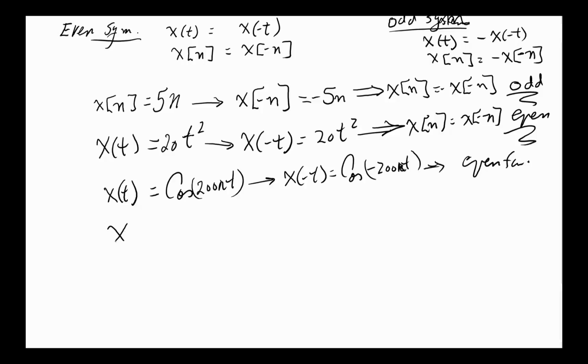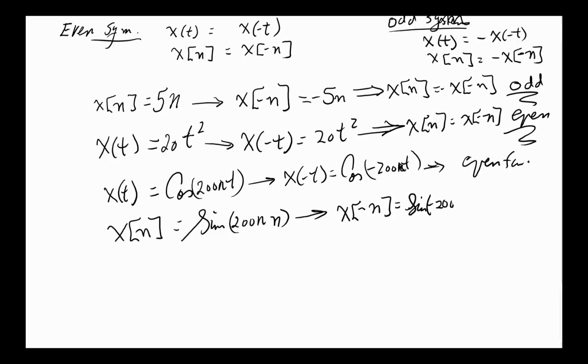Okay, let's say they come back and say x of n is now equal to sine of 200 pi n. Now the question is, is that odd or even? Well, we're going to put a minus n in here and take a look at x of minus n and see what happens. In this case, we'll see that sine of minus 200 pi n tells us that x of minus n is minus x of n, which means this is an odd function.